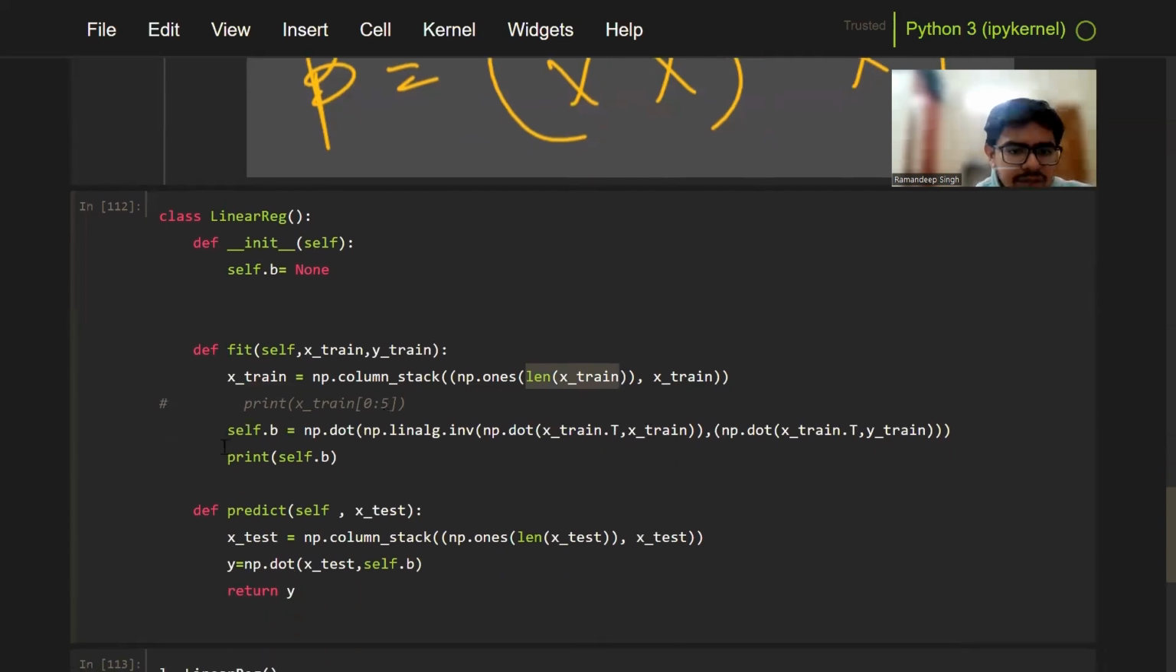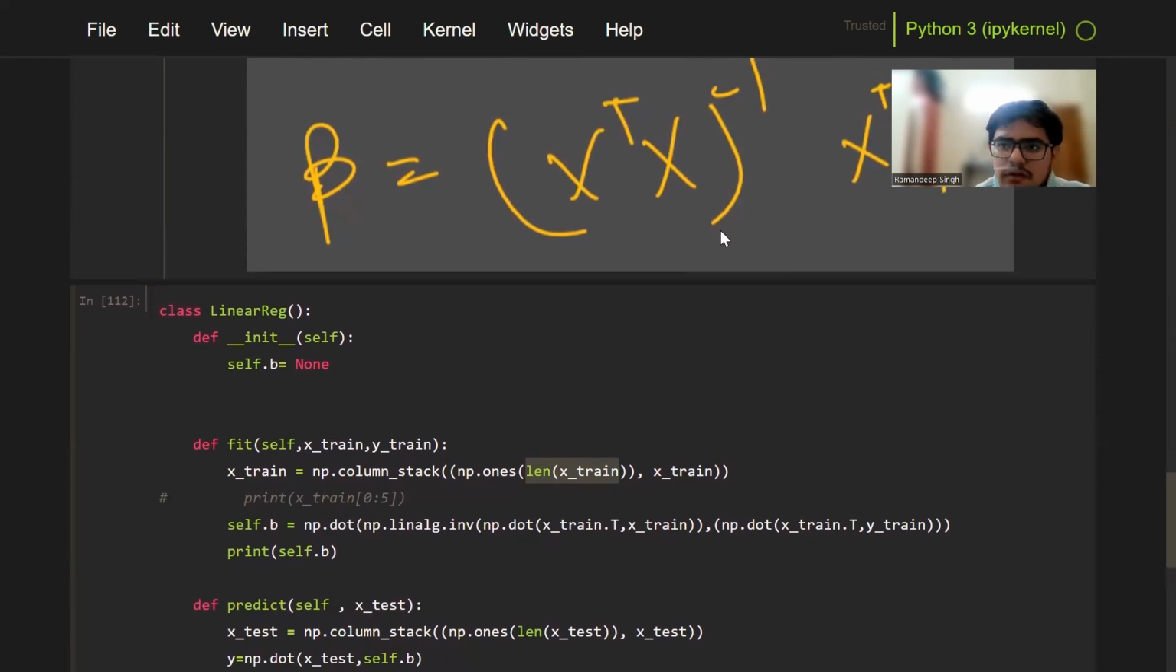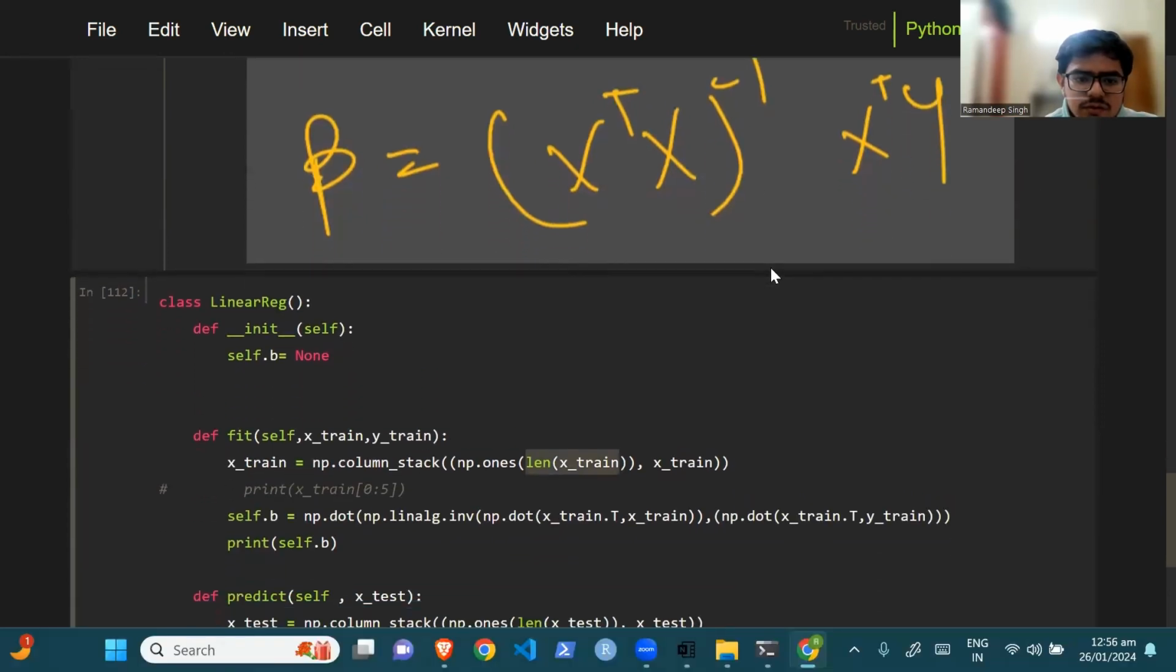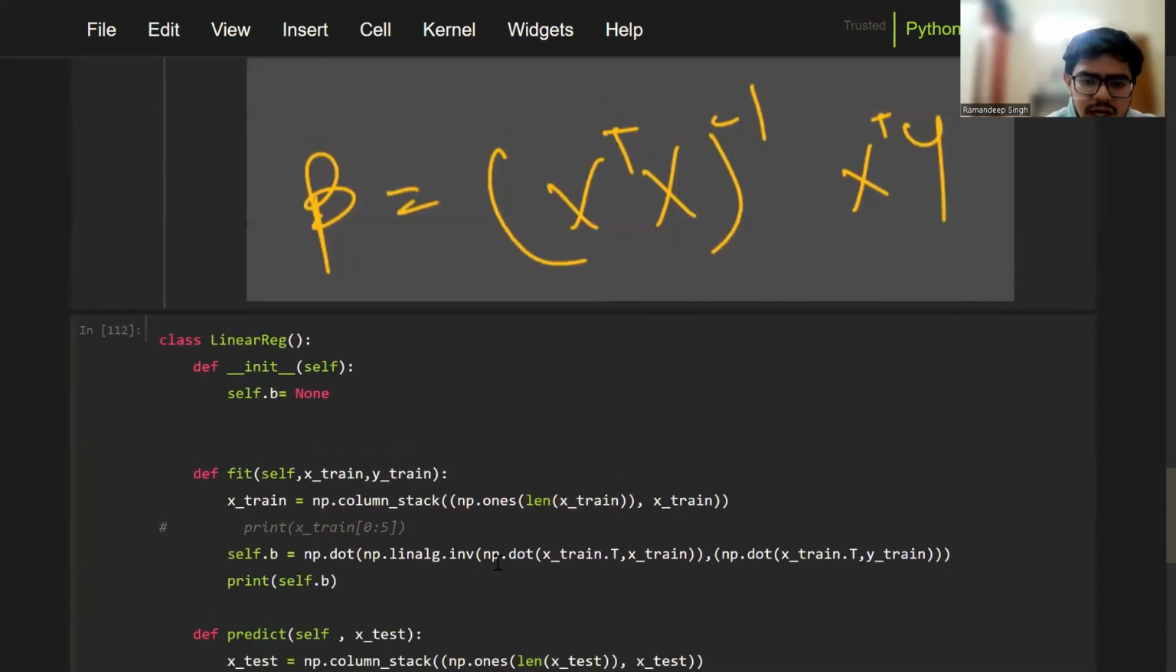Then after, it is applying this formula. First I have the dot product of my X train transpose and X train, which is this, and then its inverse. So this is the function we can call for inverting a matrix, right? np dot linalg dot inv. Then after, I am taking these two matrices, X train transpose and Y train, and doing a dot product of them.